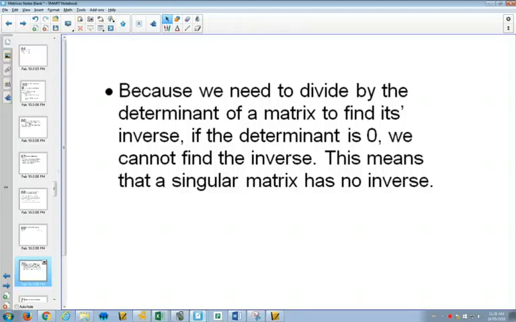So this is the reason before we said that a singular matrix doesn't have an inverse. And remember, a singular matrix is when the determinant is 0. Well, we need to divide by the determinant of the matrix to find its inverse. So if you have that determinant equaling 0, then that fraction out in front doesn't make sense, because you'd have 1 divided by 0. And so that's why a singular matrix has no inverse.